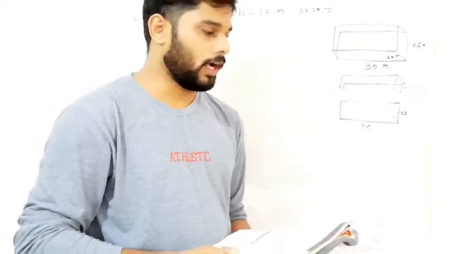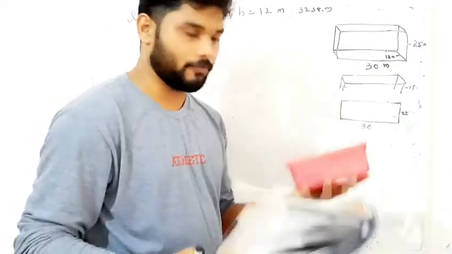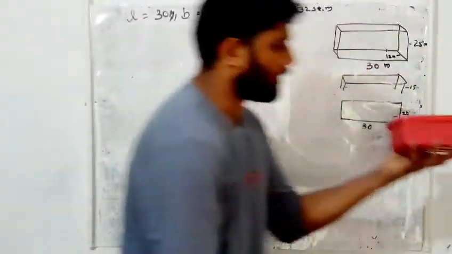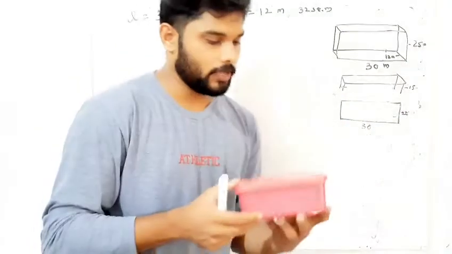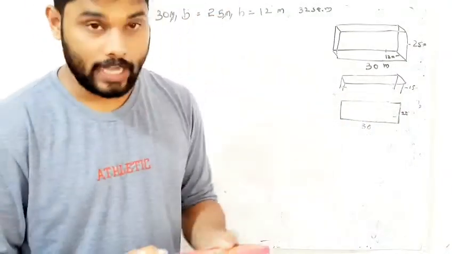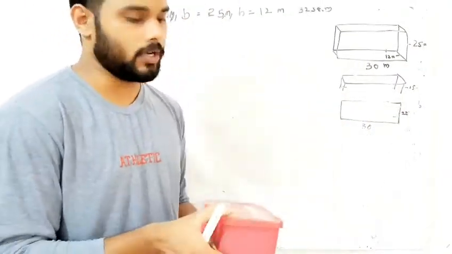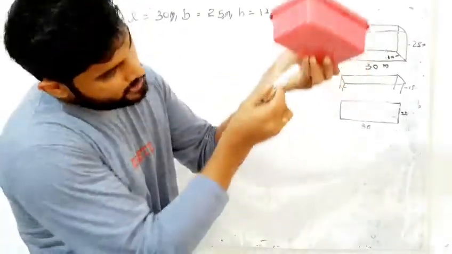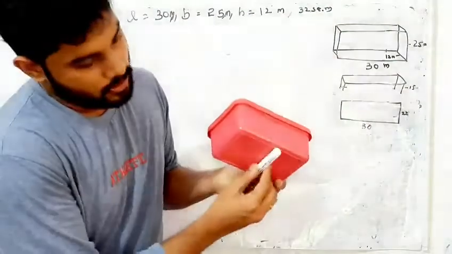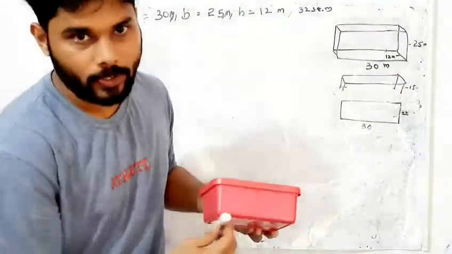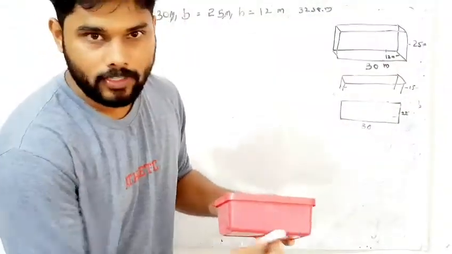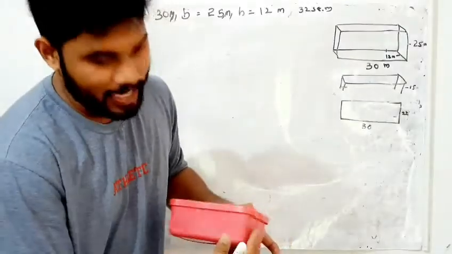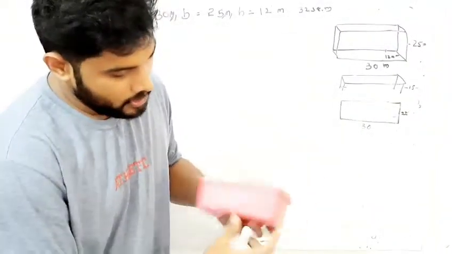So I will explain with the help of this. You can see this looks like a cuboid. It's not exactly a cuboid, it looks like a cuboid. You just imagine this is a swimming pool. So you can see the bottom, the backside, that means the down part, that means the floor. This is the floor, and these are the side parts. Clear?